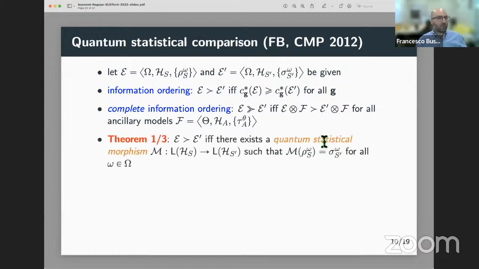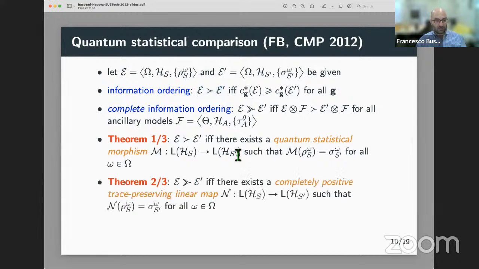And then we have some theorems. So the first theorem is that this information ordering, the simple information ordering, is equivalent to the existence of a quantum statistical morphism that maps from E to E prime, basically. So maybe you have already an idea what the second theorem will tell you. So the second theorem indeed tells you that complete information ordering instead is equivalent to the existence of a completely positive trace-preserving linear map everywhere. So a fully fledged quantum channel that transforms rho omega into the corresponding sigma omega.